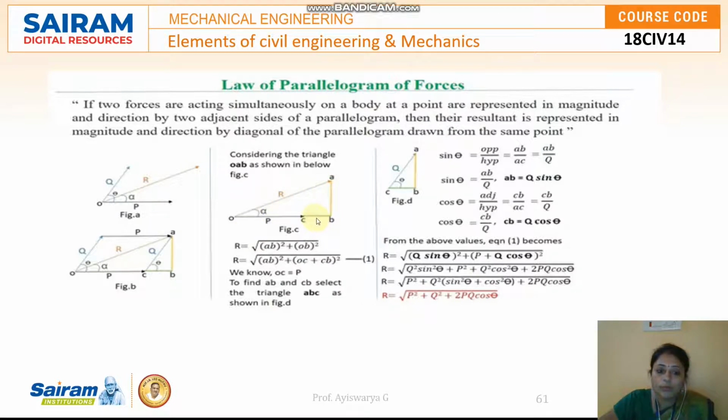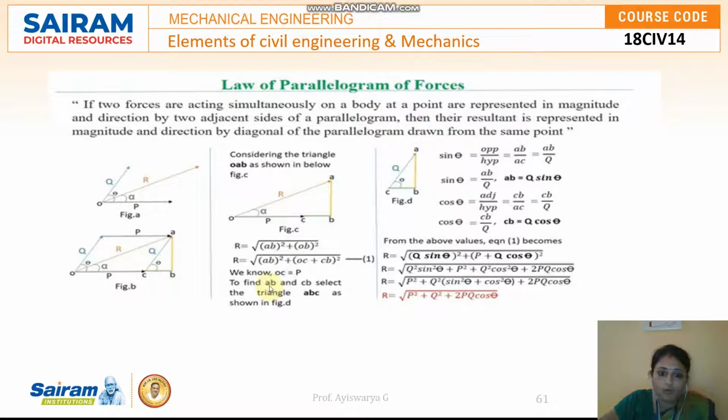By using the Pythagoras theorem, the hypotenuse is equal to the root of the sum of squares of the other two sides. So R is equal to root of OB square plus AB square. We don't have a value for AB square, so we just take it as such. But OB square is OC plus CB the whole square. Here you know that OC is P, nothing but the P force.